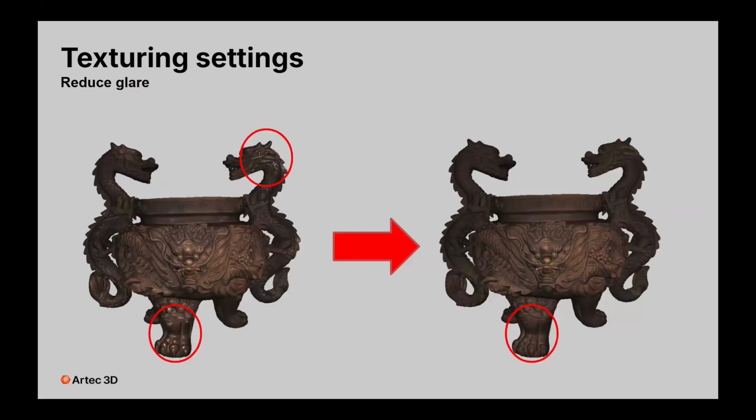Here we have this vase, and as you see highlighted in the red circles, there is a reflection on the paw and on the head, which are baked into this texture. This doesn't look good. So ideally you would want to reduce glare, and as you see, just by enabling this option, the glare is gone, and you get a clean, I guess it's bronze, clean bronze color. This way you might resolve those issues really easily.